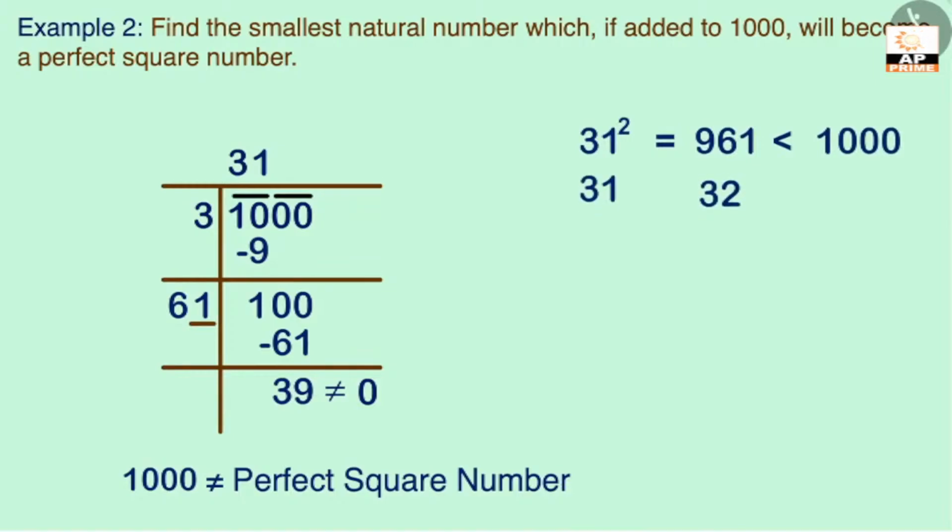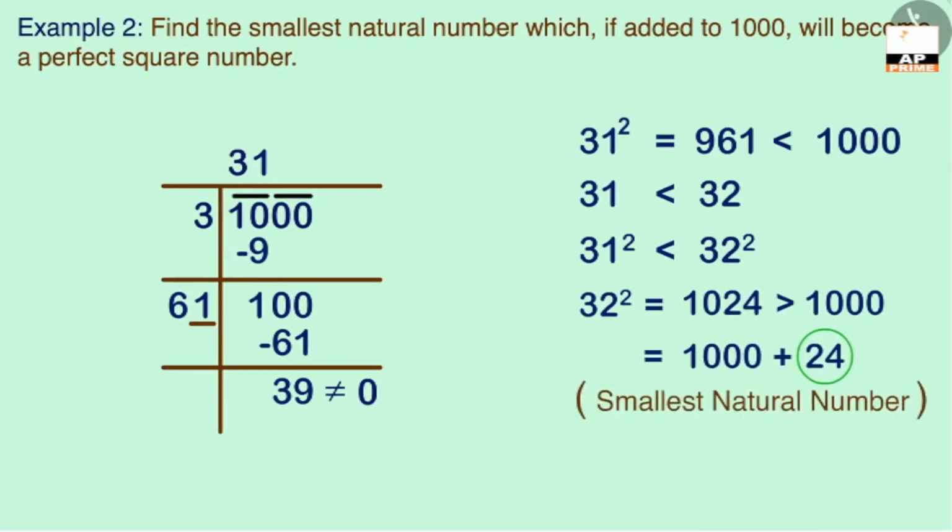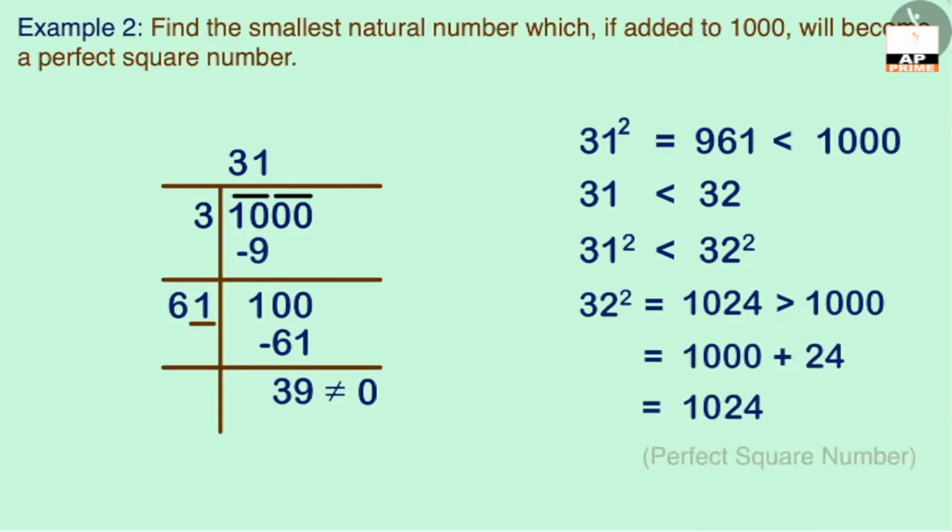Because the number 32 is larger than the number 31, the square of the number 32 will also be larger than the square of 31. The square of 32 is 1024. This means the square of the next whole number, 32, will be larger than 1000. So, by adding the number 24 to 1000, we will get a perfect square number, 1024.